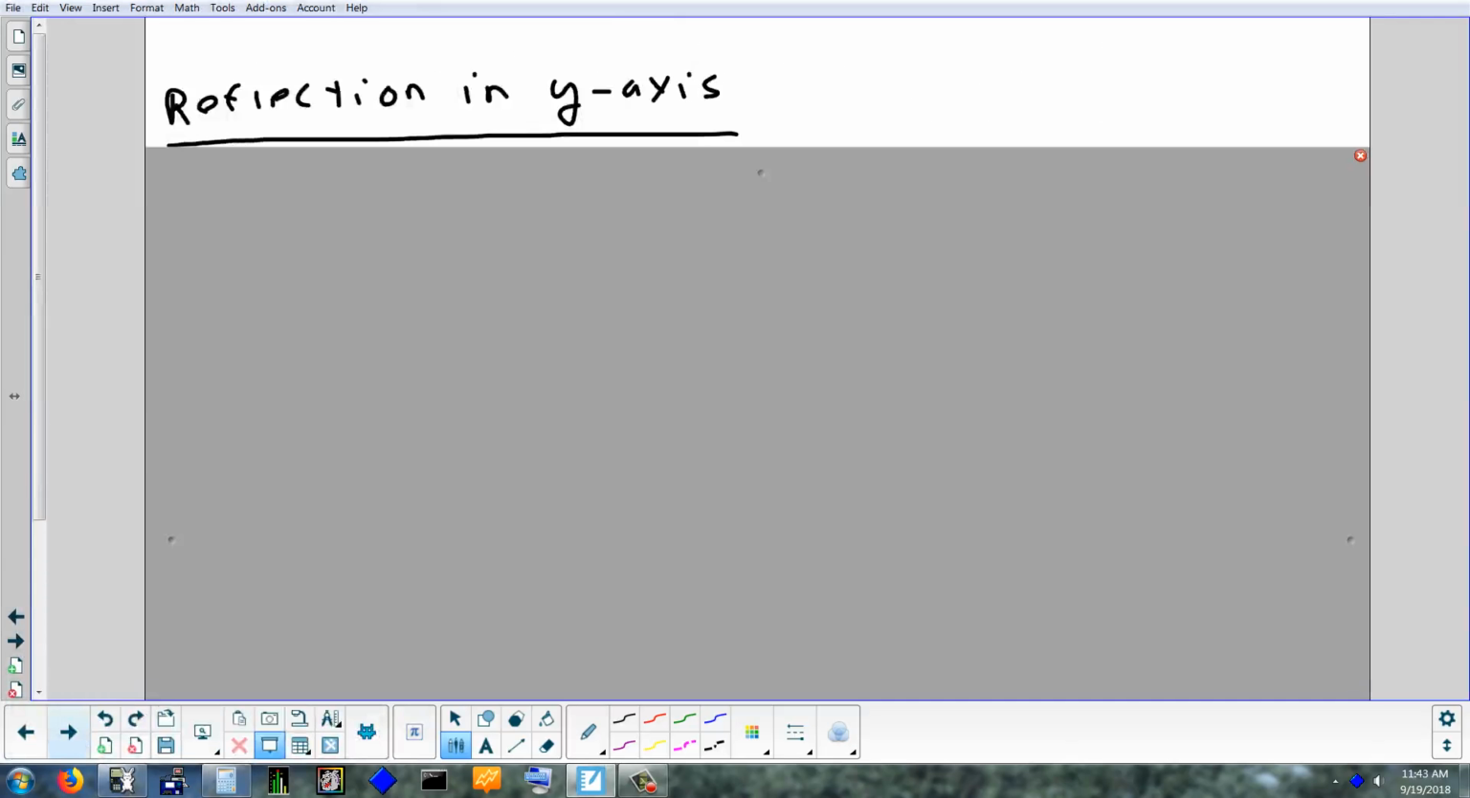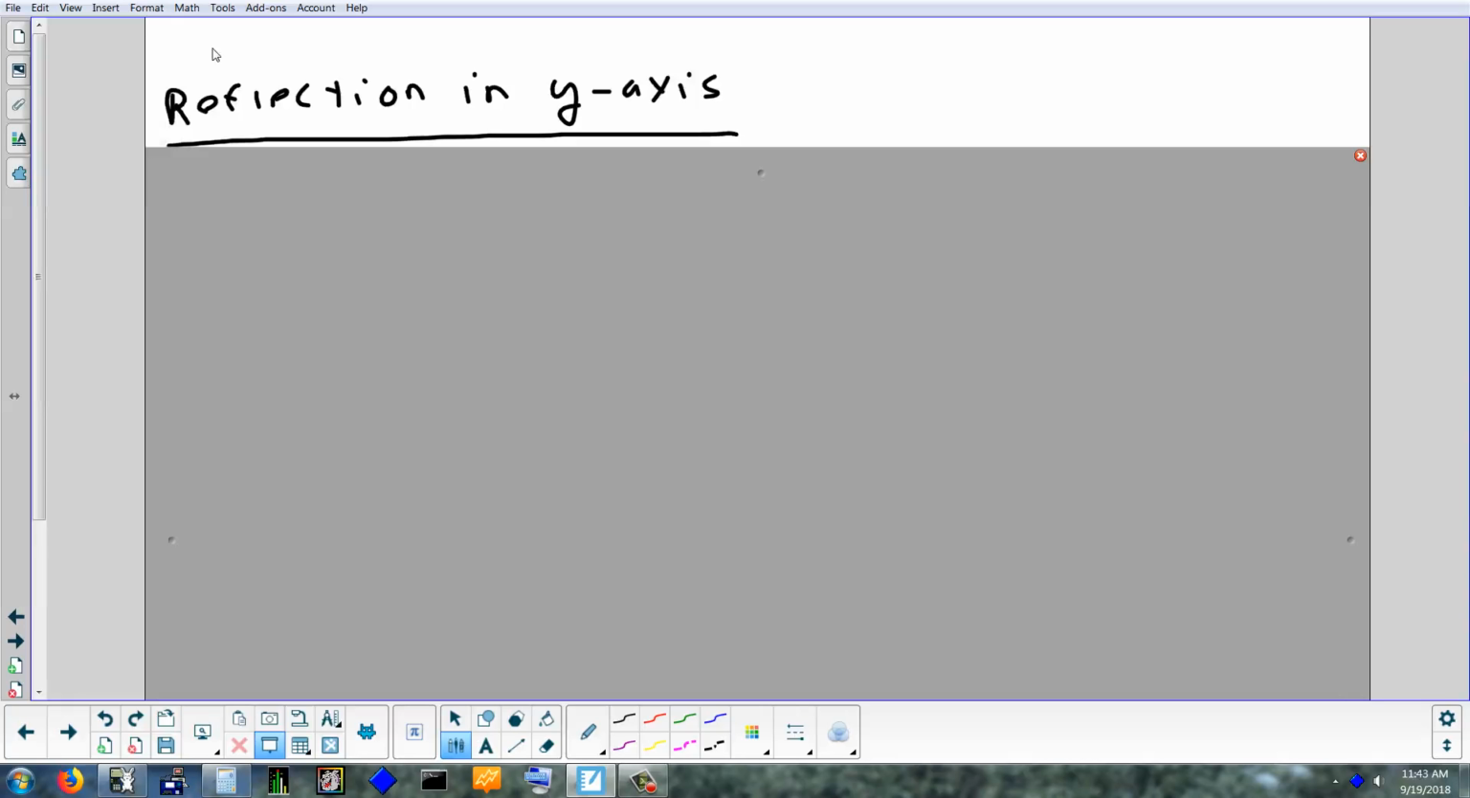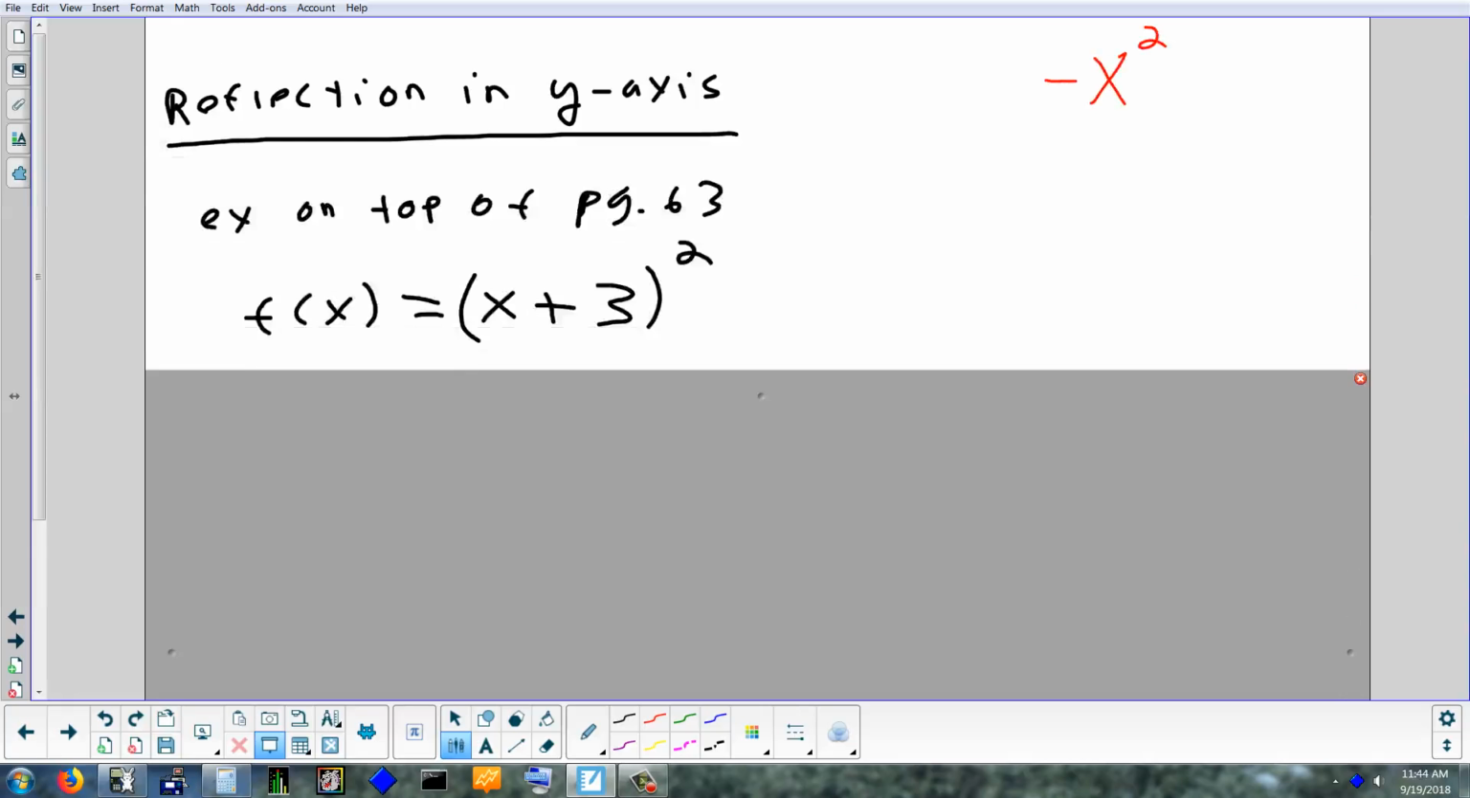All right, so now I want to talk about the transformations. So yesterday we did a reflection over the x-axis. And what did you have to do to reflect something? What symbol did you have to put in? Yeah, change it to a negative. You had to put in a negative, and where we put the negative was basically in front.